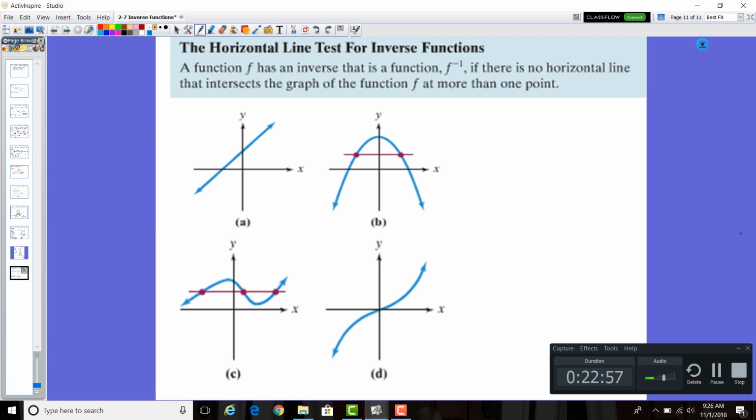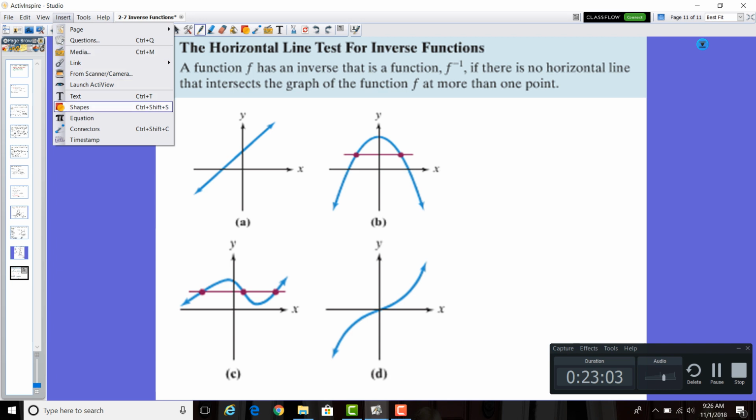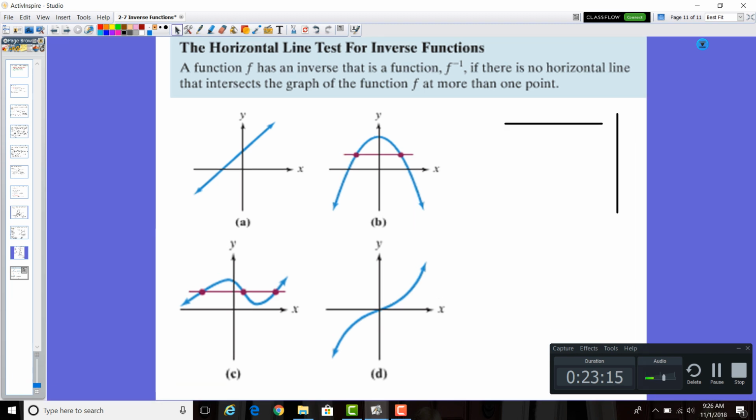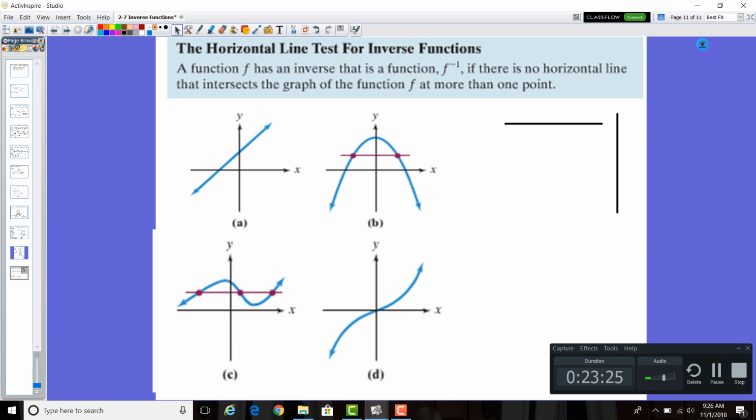In section 1, we talked about the vertical line test. Remember, vertical lines go up and down. This is a vertical line, right? This is vertical. This is horizontal. The vertical line test will tell us if the graph is in fact the graph of a function or not. So if we look at all of these, A, B, C, and D, all of them would pass the vertical line test.